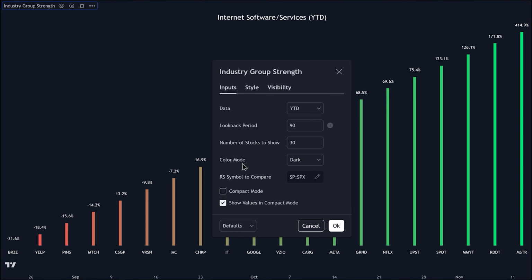Next, we have color mode. You can switch between dark and light modes depending on what you prefer. If you're working in a dark theme, keep it on dark.